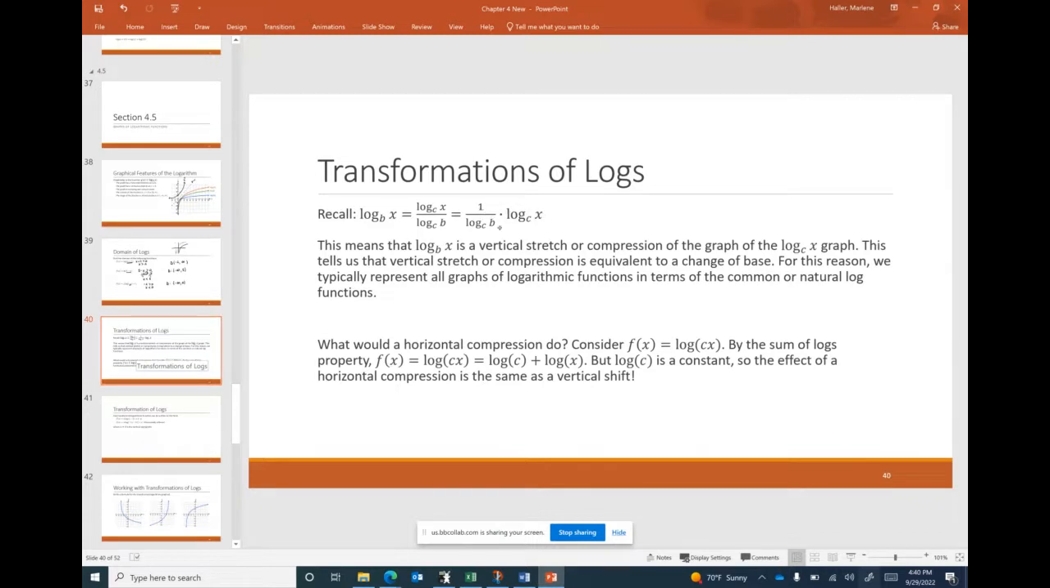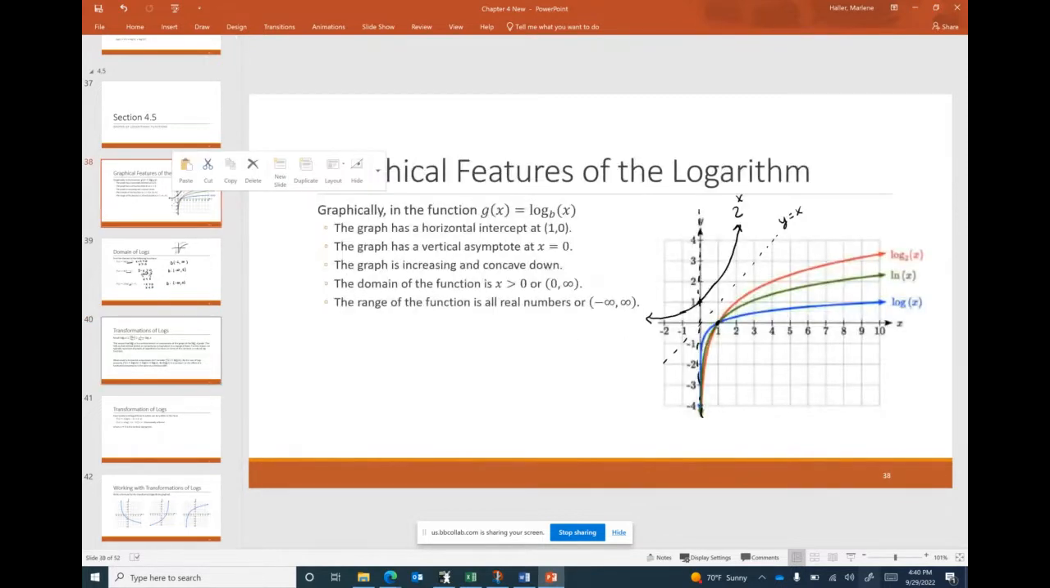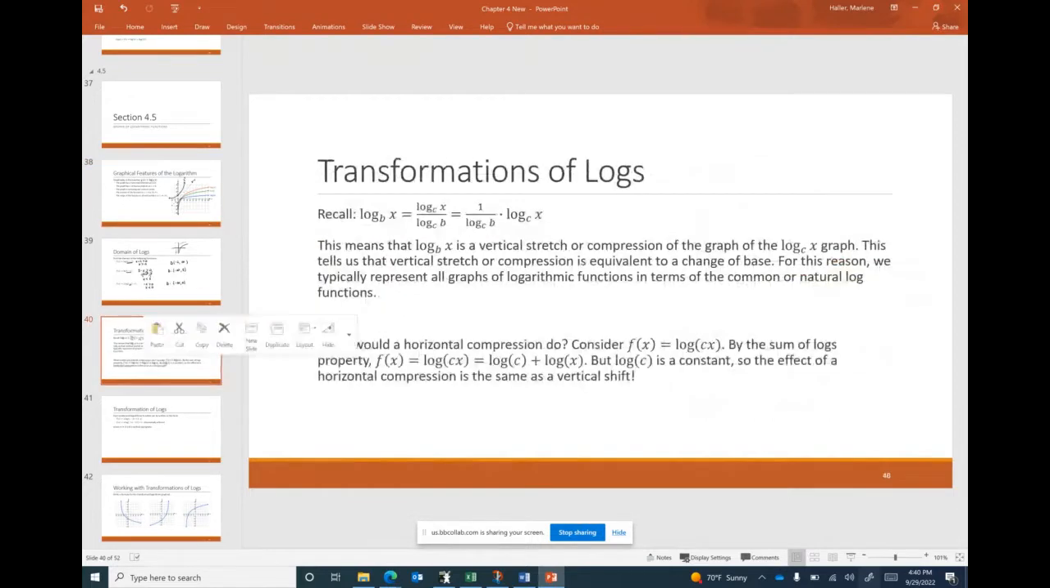What this tells me is that I don't ever have to worry, if I'm graphing, about what the base is. I can always write it as a vertical stretch or shrink of a common log. Does it make sense? Look back here at these graphs. Look, base 2, base E, base 10. Don't they just look like a vertical stretch or compression? Yeah, so that's kind of cool.